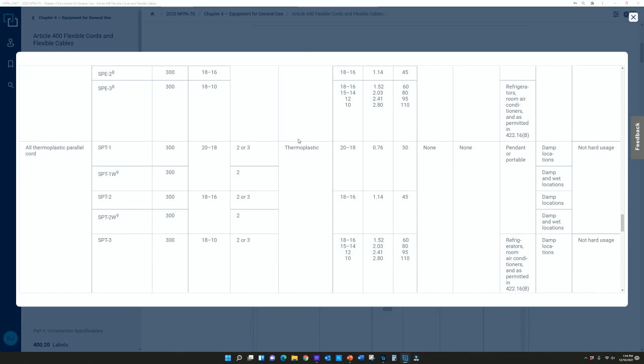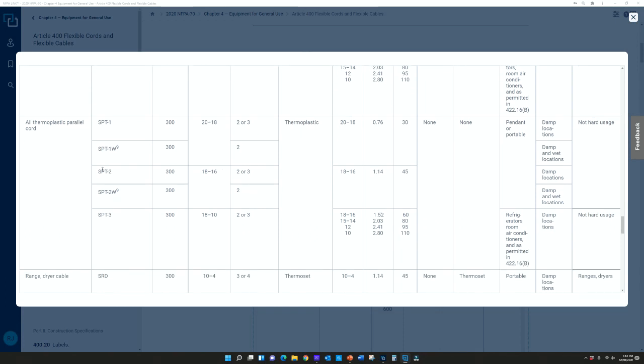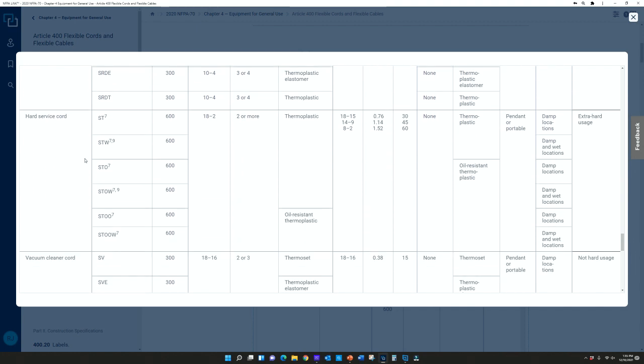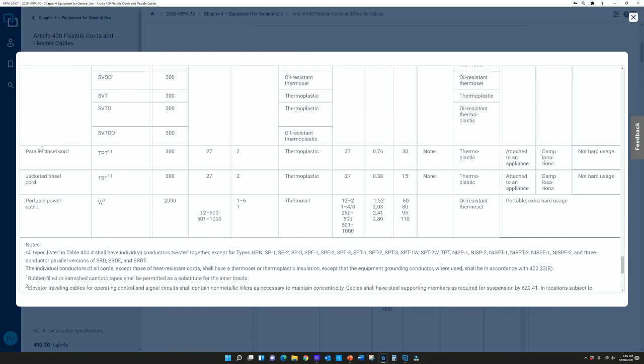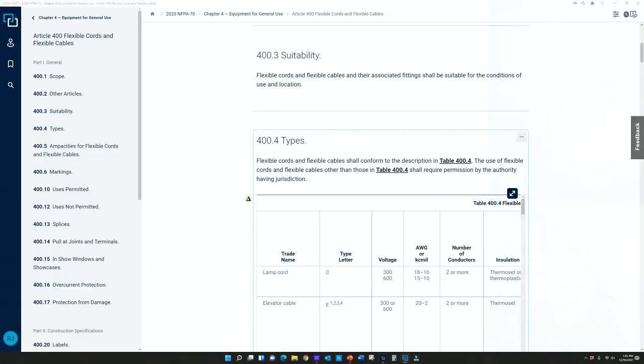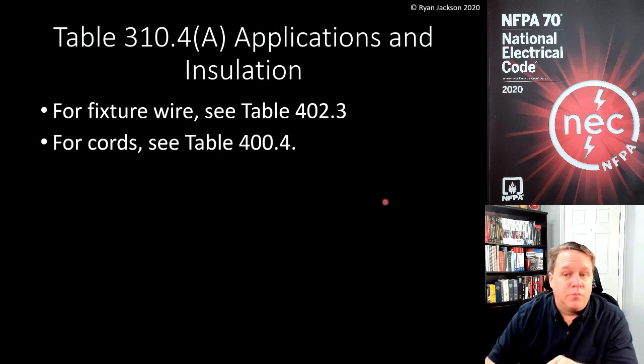If we scroll down here to the last one that I want to talk about, that's going to be SPT-2. SPT-2 is a flat 2-wire cord, well, 2 or 3 wire, usually it's 2 wire. Kind of a trade name is a zip cord, like lamp cord. So that would be your SPT-2, your flat 2-conductor or 3-conductor cord. And then again, we scroll down here and we've got some oddities like vacuum cleaner cord and parallel tinsel cord and things like that. So there you go. That is your table 400.4.